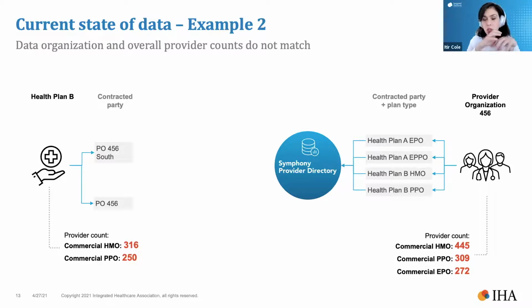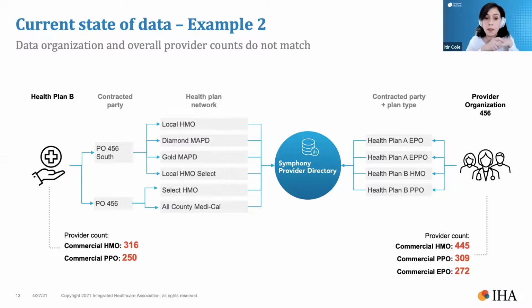Yes, the same organization, but organized a little differently. On top of it, the health plan also gives us additional proprietary networks that they've defined. So they'll tell us these variations. When we're trying to reconcile the provider count, but also the data for those providers between these two parties, it becomes a large challenge in that we can't line up the various networks.